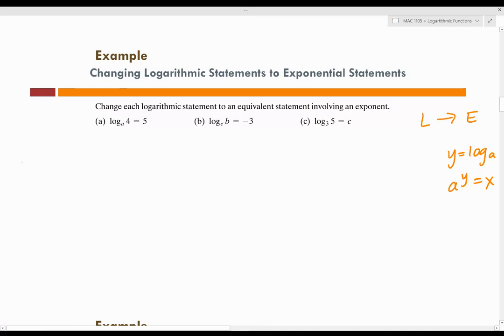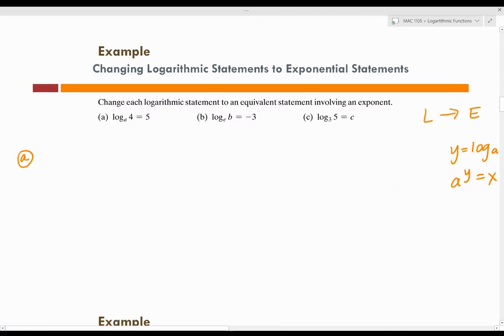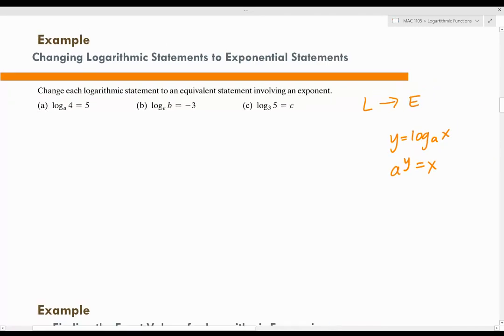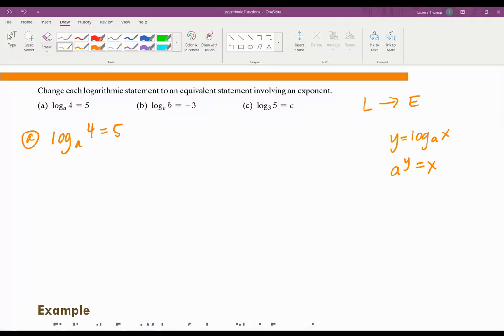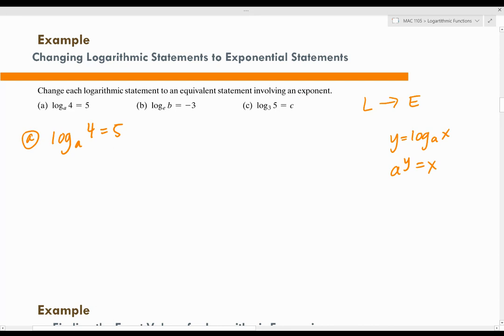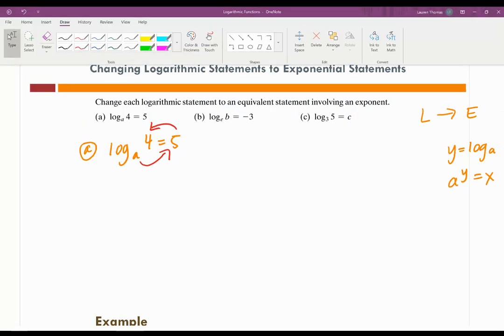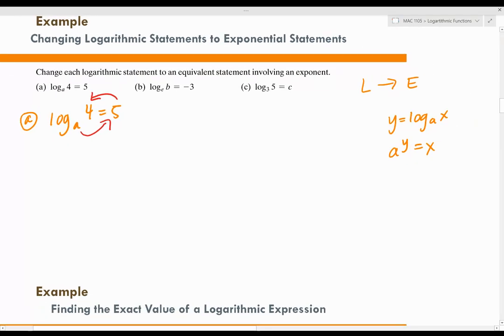So let's do a. Okay, so we have log base a of 4 equals 5. If your statements are written in logarithmic form to start with, they're actually super easy to convert to exponential form. The way that I say to convert them is go around the globe starting with the base. So you have a to the 5th equals 4. Okay, now that's in exponential form.